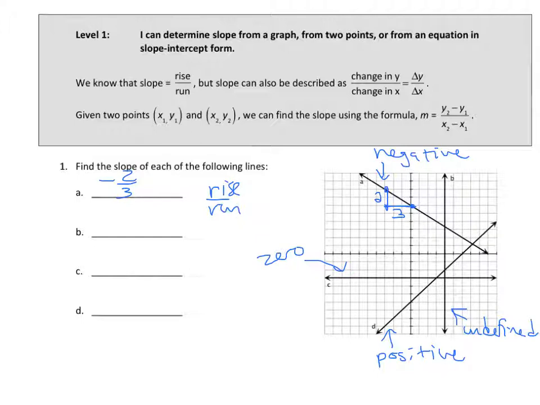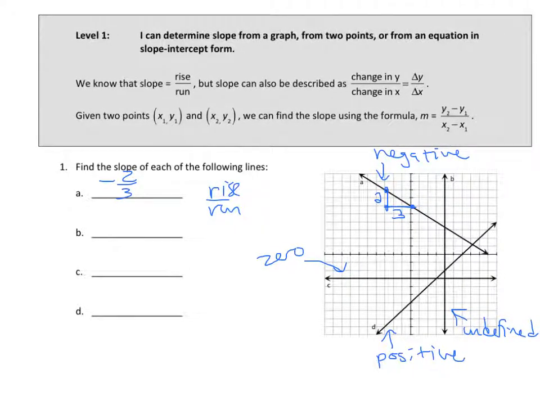Line B is undefined. Line C has 0 slope. And line D, again, we're going to pick 2 points, any 2 points on the line, make a triangle. The rise in this case is 3, the run is also 3. 3 over 3 equals 1.